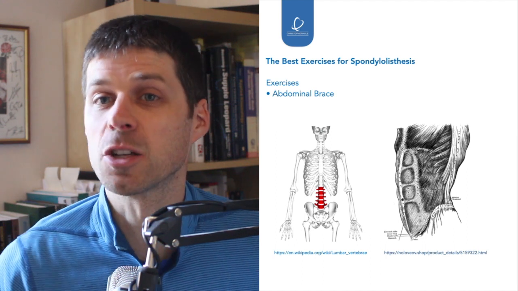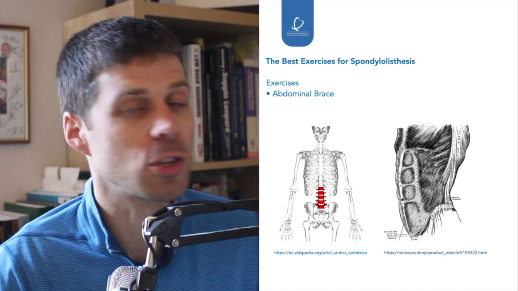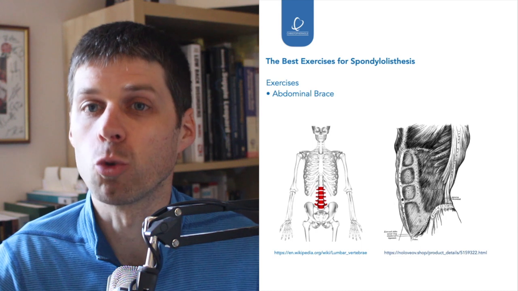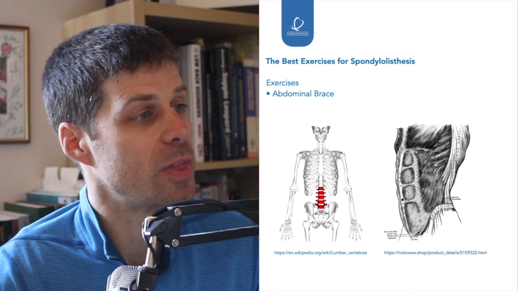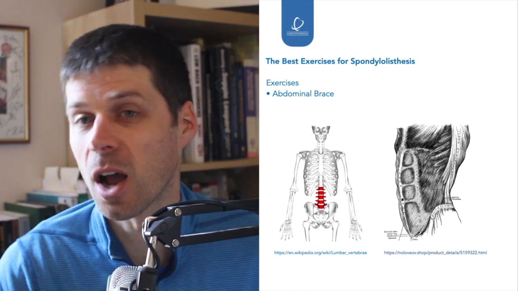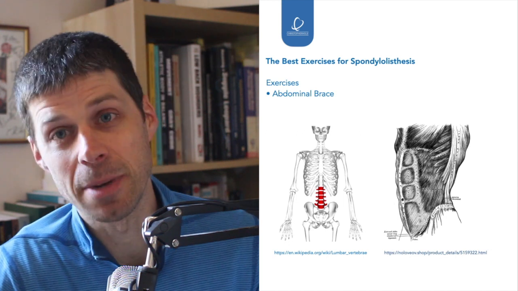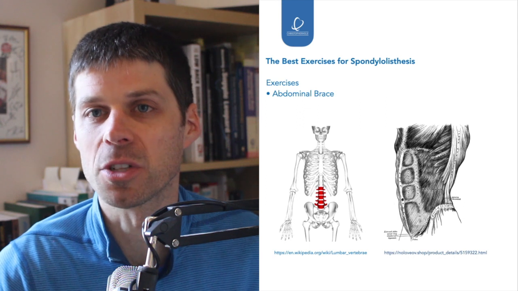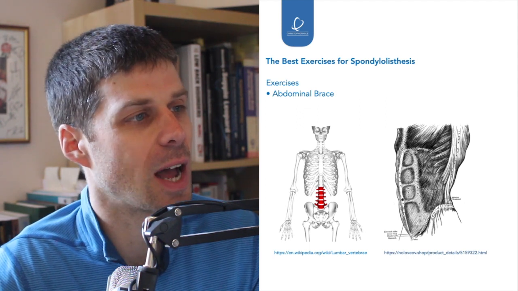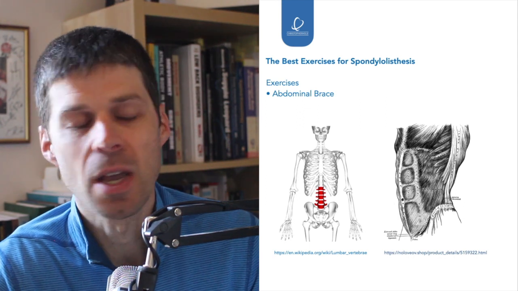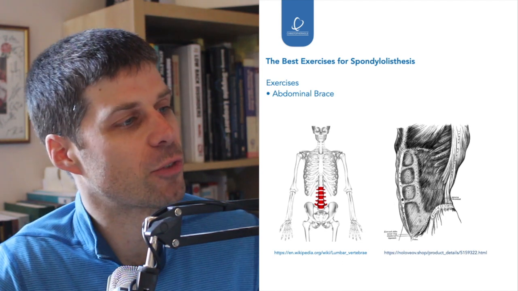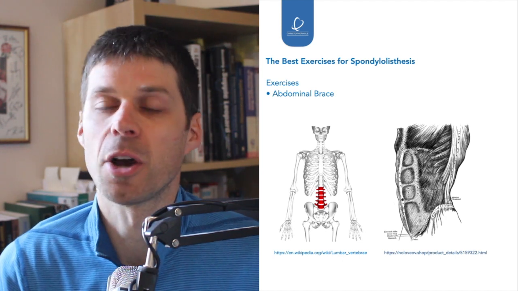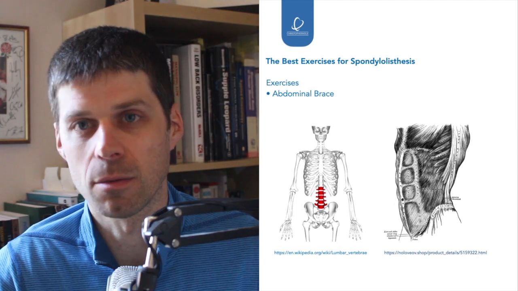So it's not an exercise per se, it is just using your abdominals to hold the vertebra in place. So in the first image you can see the lumbar vertebra highlighted in red, and then in the next image you've got essentially the abdominal wall. So you can see the rectus abdominis at the front, and then you've got the external obliques at the side. Now, as you can see with regards to the lumbar vertebrae, there are no bones holding that structure in place.